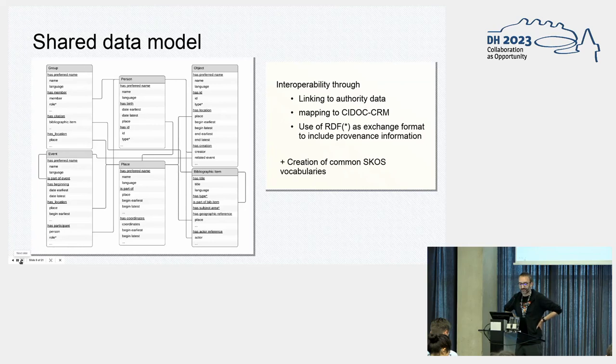So I don't want to get too much into detail about our shared data model. We can discuss this maybe later. But the main goal here is to build the foundation for better interchangeable data sets. We will map our data model with CIDOC CRM. We will try to use RDF-star as an interchange format to also include provenance information for all the statements and triples in the data sets. And we are also trying to build common SKOS vocabularies for often used domains such as maybe historical professions.